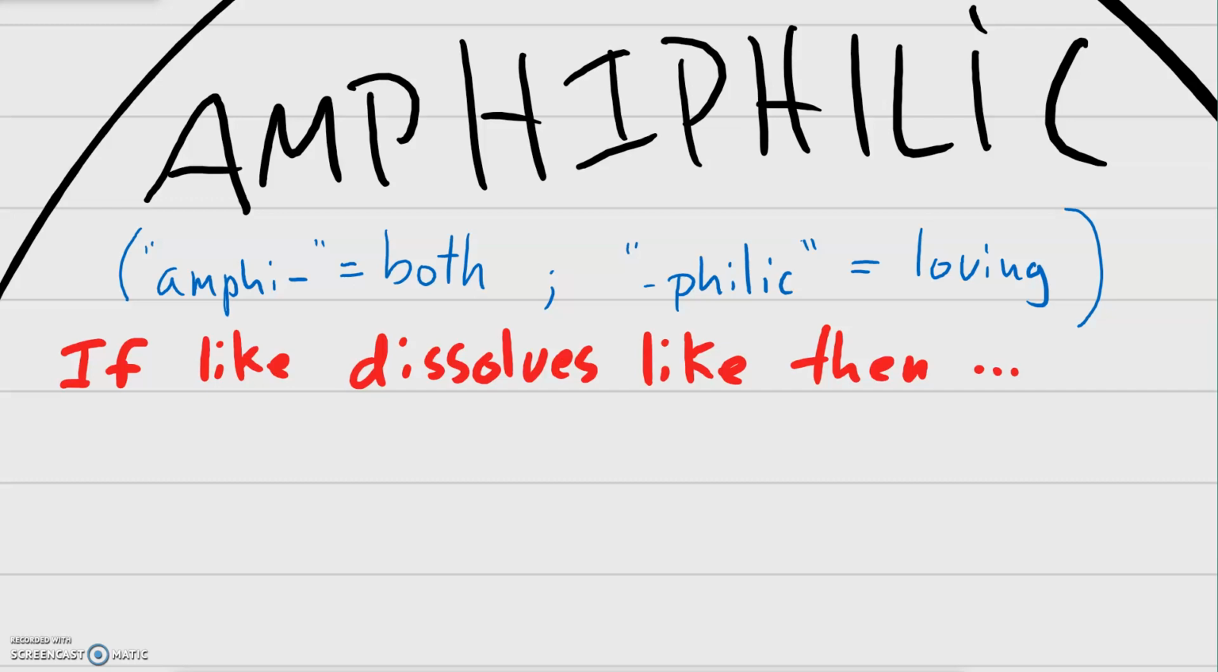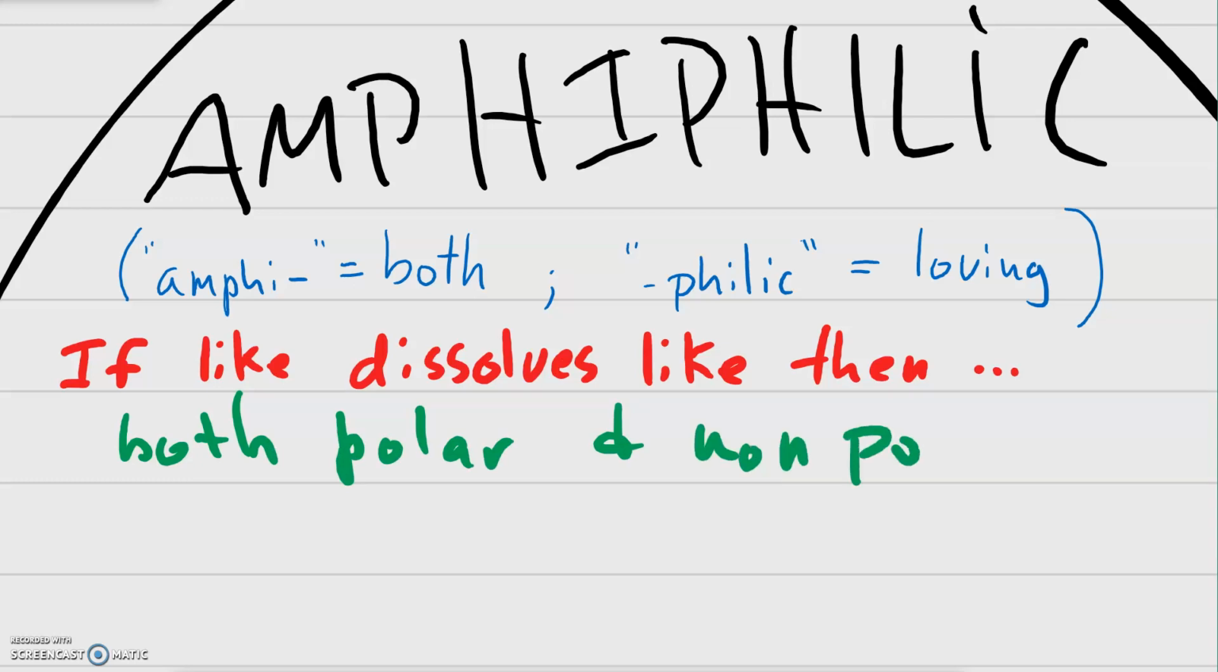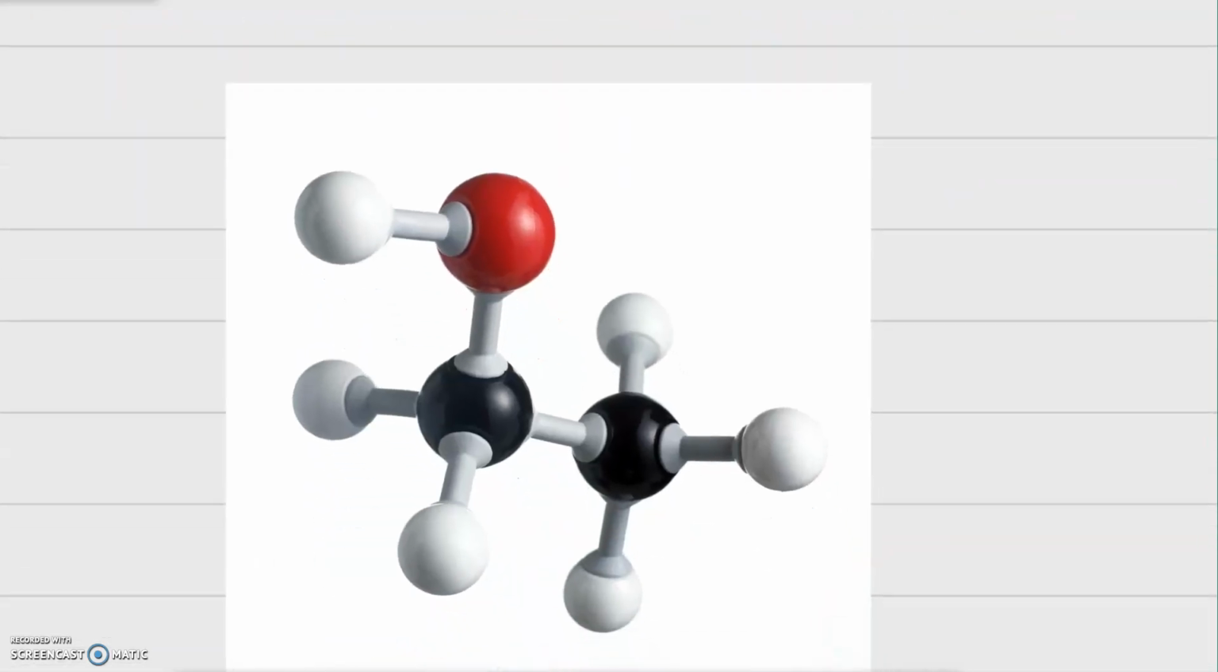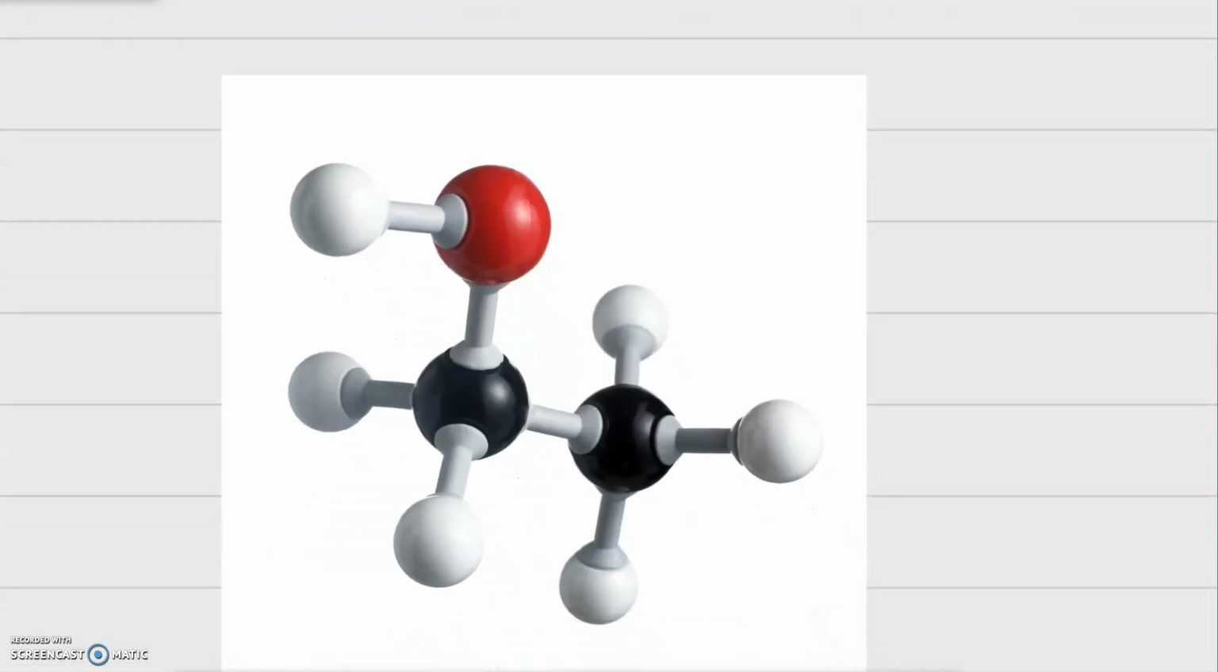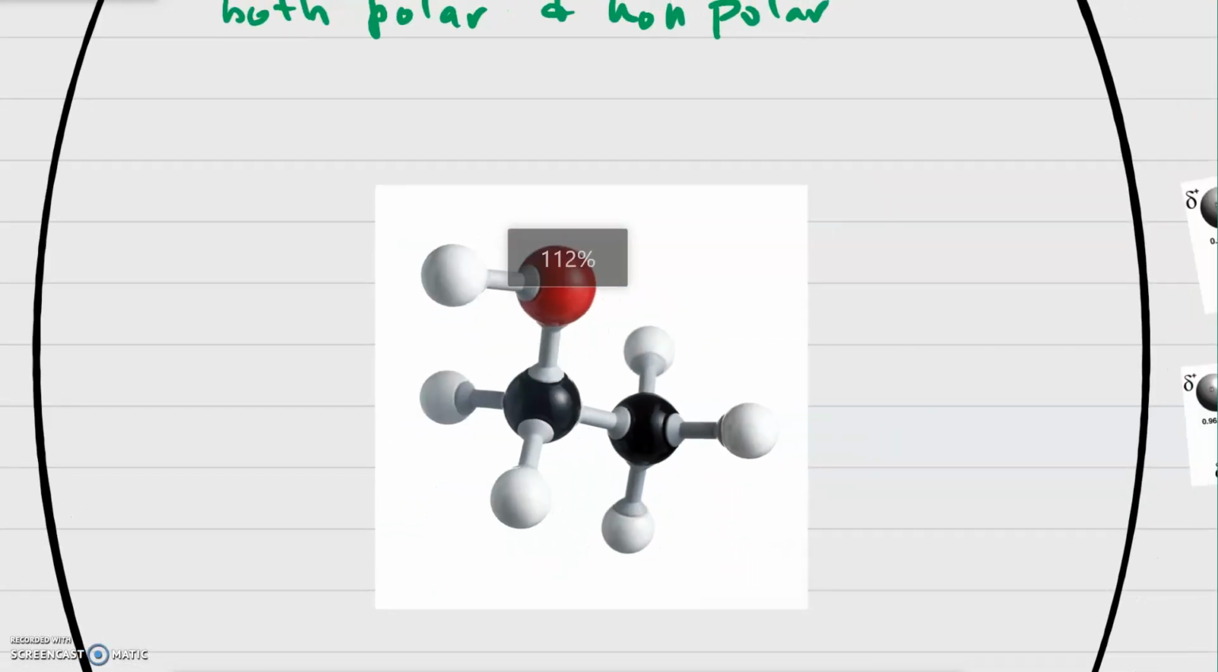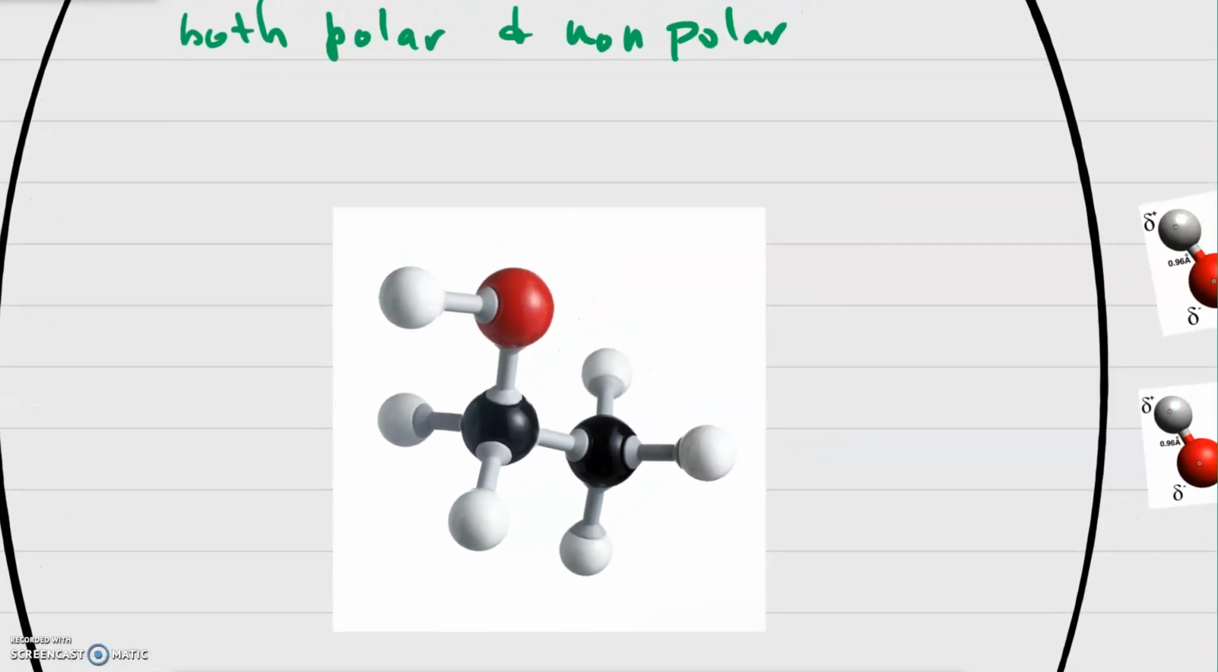So what amphiphilic means is that these compounds have both polar and nonpolar properties. Here is a model of ethanol, and as you can see, we've got carbon hydrogens here, which are nonpolar, but we also have this hydroxyl group, which is polar.